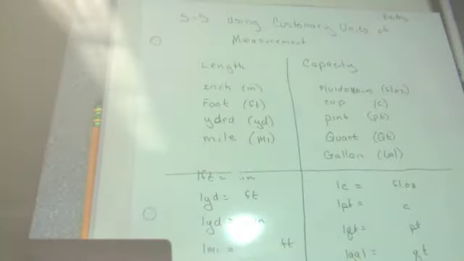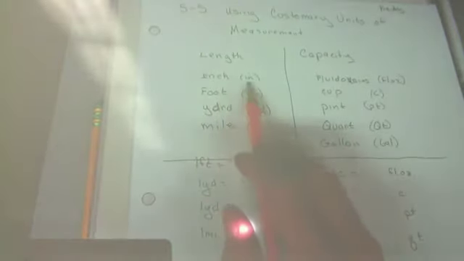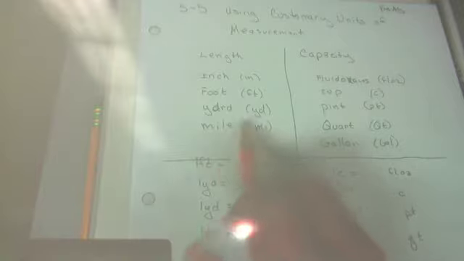Okay, so now we're going to talk on Chapter 5, Section 5, using customary units of measurement. The customary units of measurement are the units that we use in the United States. For length, we use inch, which is abbreviated IN, foot, which is abbreviated FT, yard, abbreviated YD, and mile.